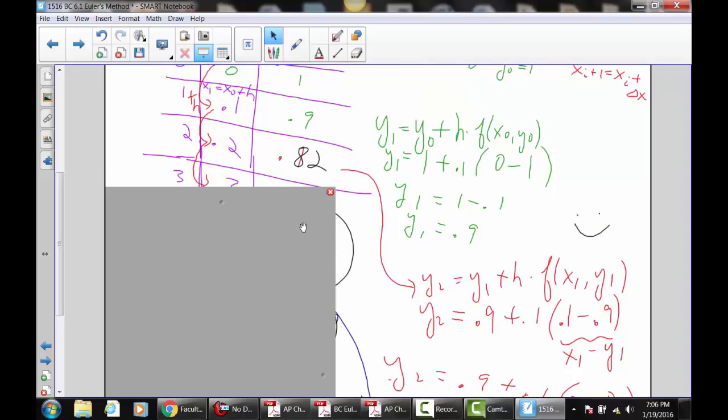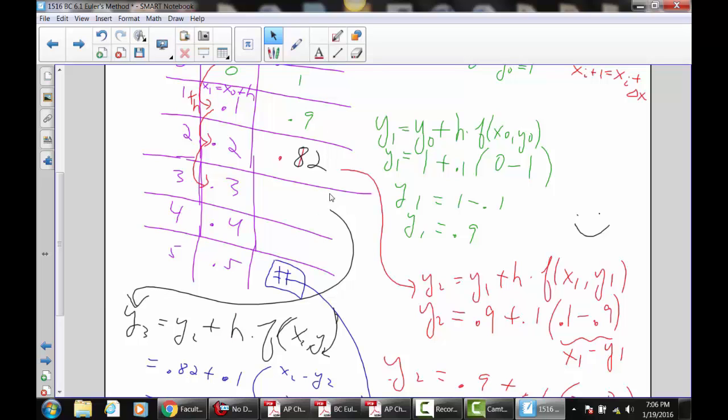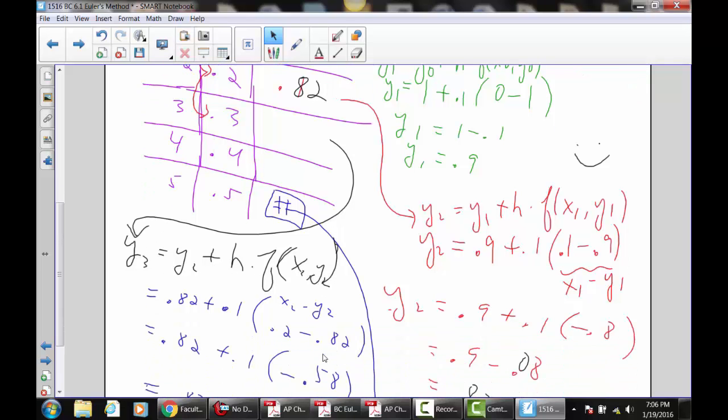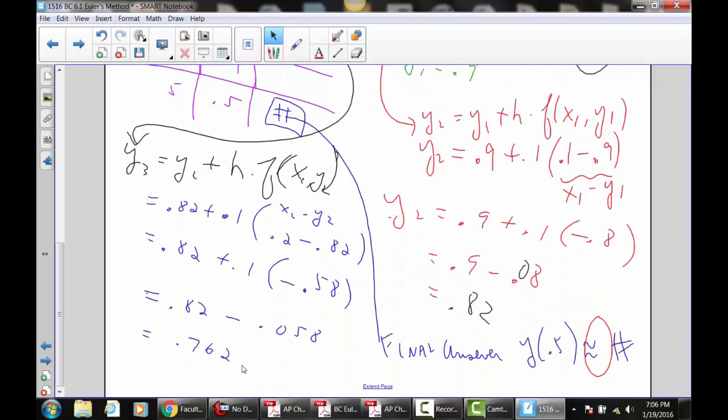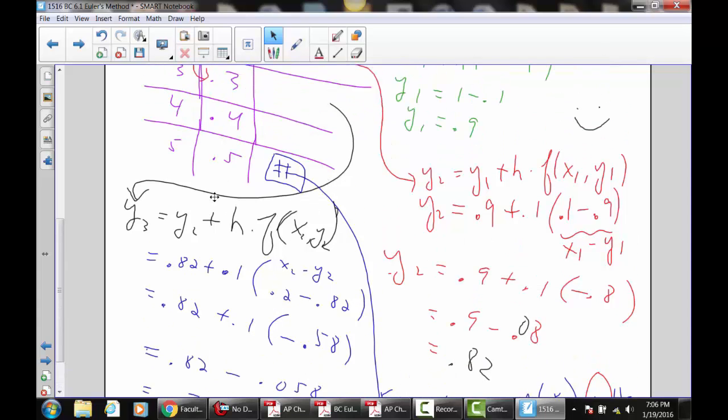Now you can see this is a very tedious method. So very often they'll only have you go 2 iterations and stop, because by hand without a calculator this would take forever. And then you'll do it again. y3 will be y2 plus h times f of x2, y2. That'll be 0.762. And then you'll keep going, y4, and finally you'll get y5.